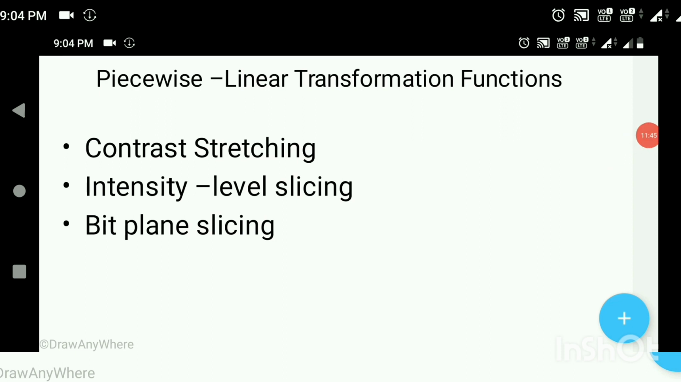Now let us see the piecewise linear transformation function. The principal advantage of this piecewise linear function over the other types of functions we have just discussed is that any arbitrary function of a complex value can be used here. But the disadvantage of this piecewise linear transformation is that it requires considerably more input from the user side.